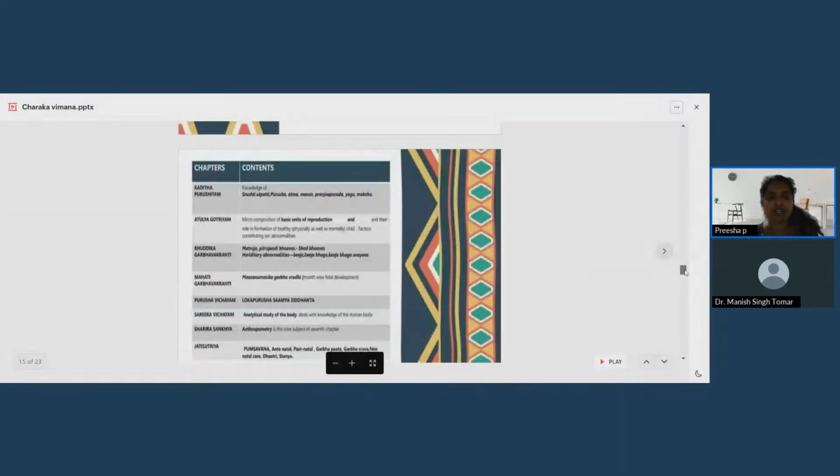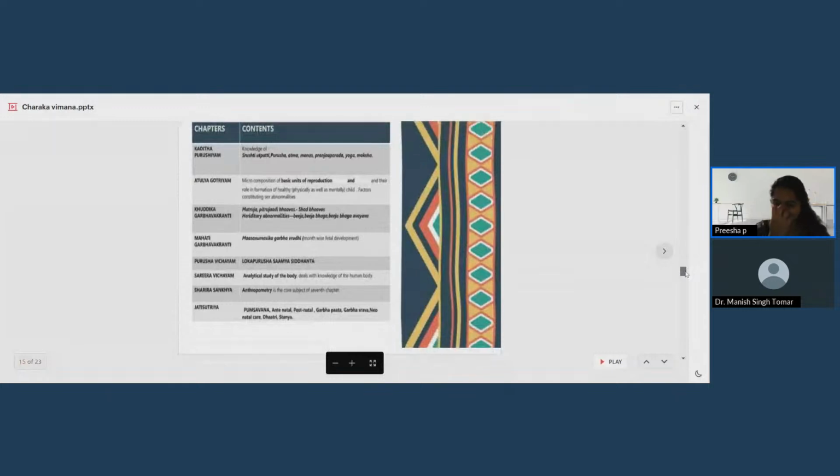When we are coming to the Katidha Purushiya chapter, there is Srishti Utpatti, Purusha, Atma. Whenever the human embryology part is explained, this chapter is given importance. So in the Charaka Sharira, the Katidha Purushiya chapter is explained. Here there is a discussion on Atma, Manas, and Moksha. When we are discussing the Atulya Gotriya, the entire science of reproduction is explained there.